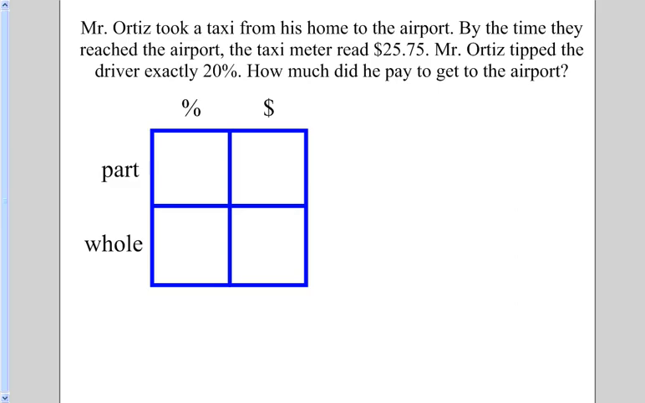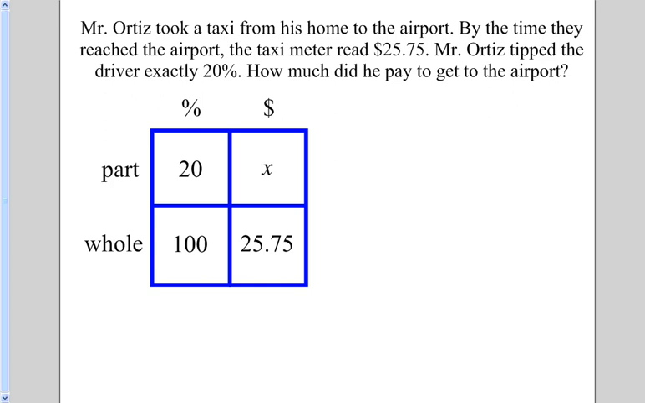Mr. Ortiz, the problem tells us, tipped the driver exactly 20%. So 20 is the part out of 100. Percent means out of 100 is the whole. And we know what the whole amount of money is that the car ride costs. It costs $25.75. And we need to find out how much 20% is of that whole.